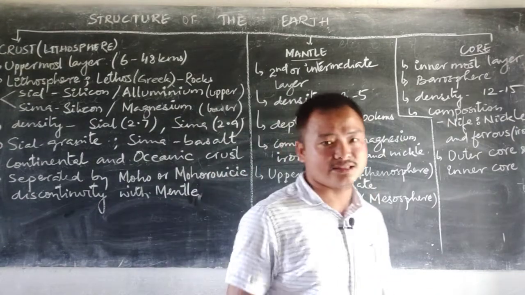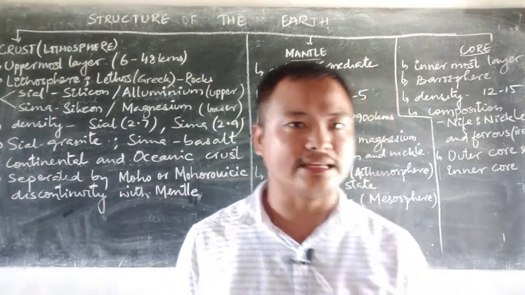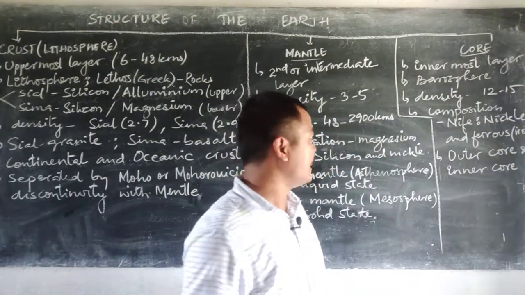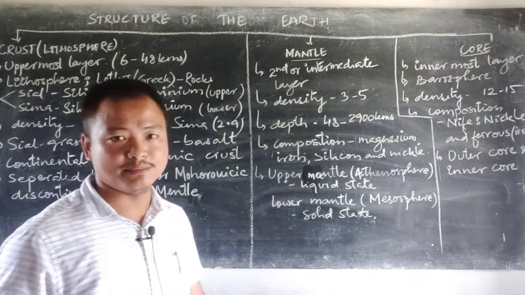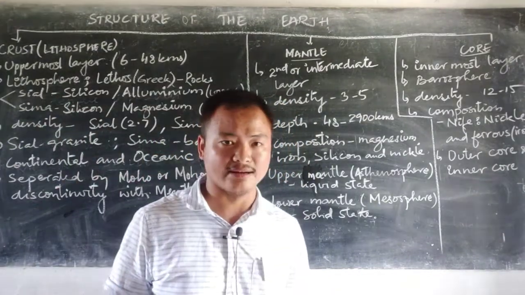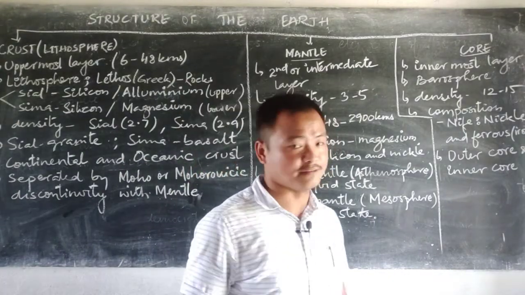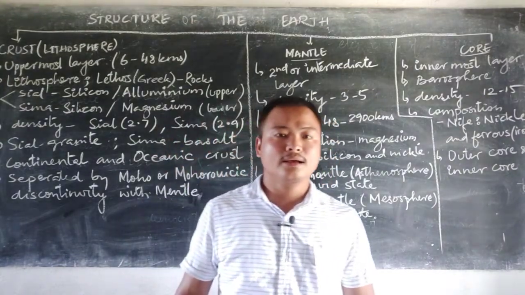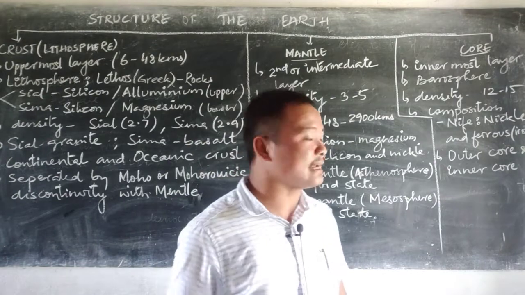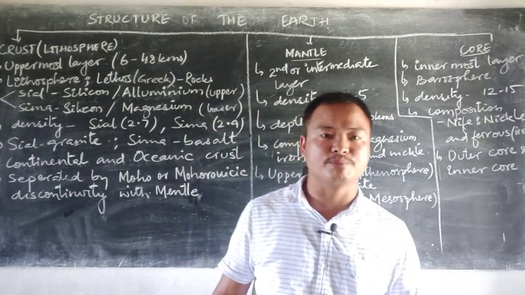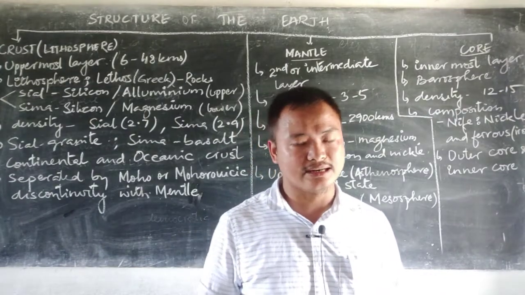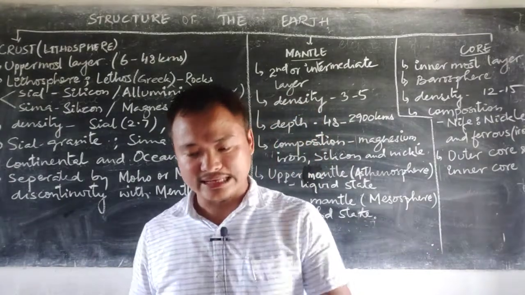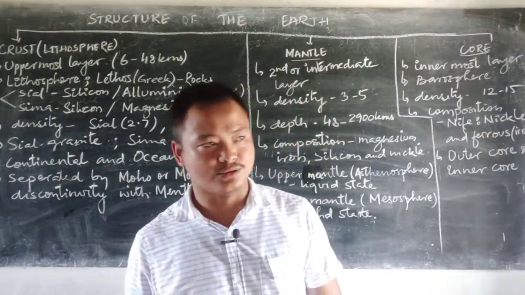The third layer is the core, and it's the innermost layer of the Earth's interior, which is also known as barysphere. Its density is 12 to 15 and its composition is mostly made up of heavy materials like nickel and ferrous, that is iron, and hence it is also known as the layer of NIFE, N-I-F-E. Ni stands for nickel and Fe stands for ferrous. The core mostly is in its solid state because of high temperature conditions and pressure. The core is also divided into two layers, known as the outer core and the inner core. The density of the inner core is higher than that of the outer core.